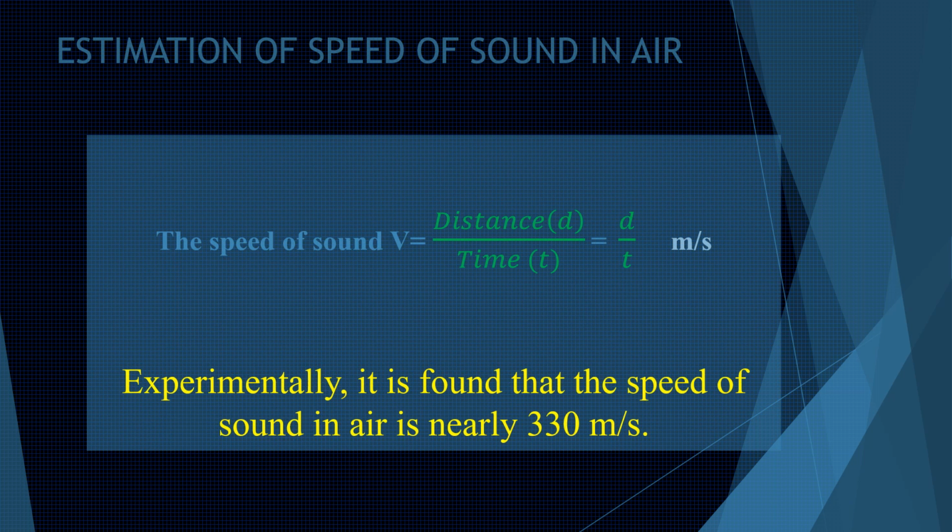In the activity, we have already found what d and t are. d is the distance between the two hills and t is the time interval between the firing of the gun and the hearing of the sound. So to find the speed of sound v, we have a formula, that is distance upon time taken, that is d upon t meter per second. And experimentally it is found that the speed of sound in air is nearly 330 meter per second.